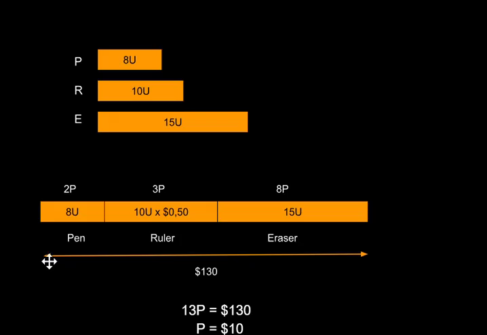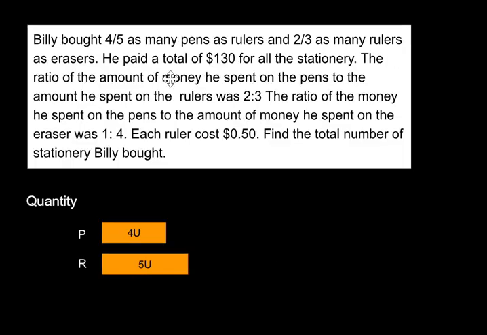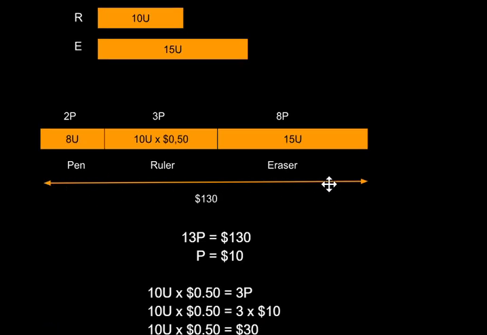So now we know that he spent $130 in total. It's stated in the question, he spent 130 for everything. We know that 8p plus 3p plus 2p is 13p. So we know that 13p will give me $130. p is equal to $10. So every p is $10.